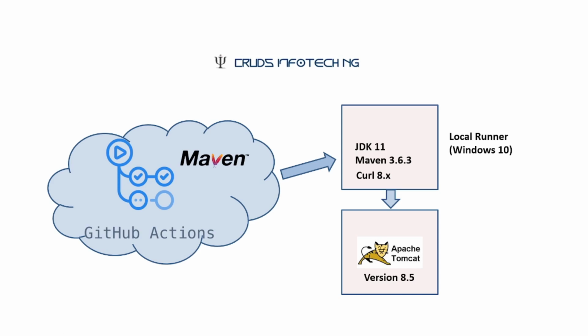What I'm going to demonstrate is using a simple tool called curl. I would show you how this local runner can go ahead and deploy the war, which is nothing but the archive application, or packaged, bundled application, onto this Tomcat server, which is running version 8.5.